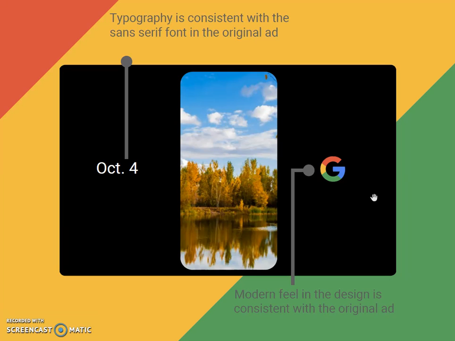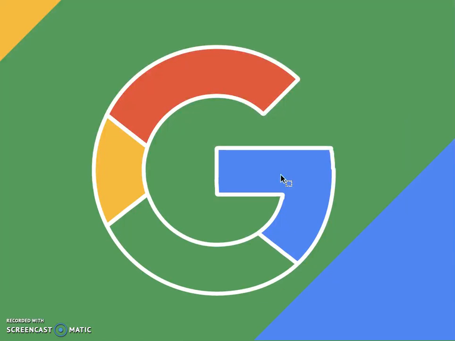Some other similarities also here is the typography. This typography is exactly the same style as the original Google ad. It is a different color, but it is clearly part of the same theme. The modern feel of this design is very, very consistent with the original ad.